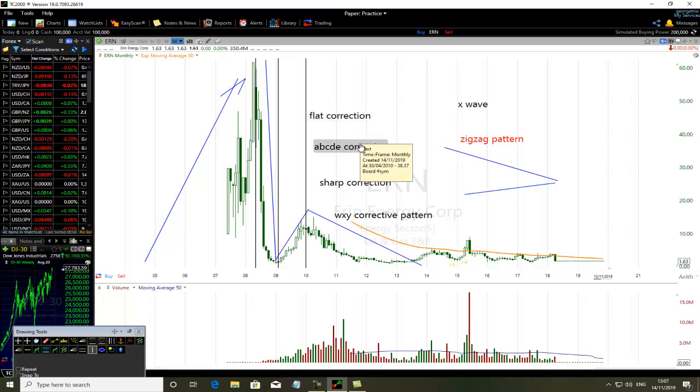If you say that it's an ABCDE corrective wave, no, it's not. The ABCDE corrective wave is a triangle. All right, it's a shallow correction. It's not deep. You see, a very deep correction can be ABCDE.